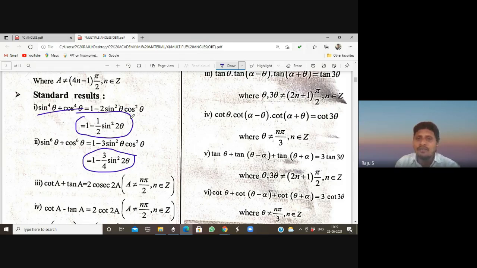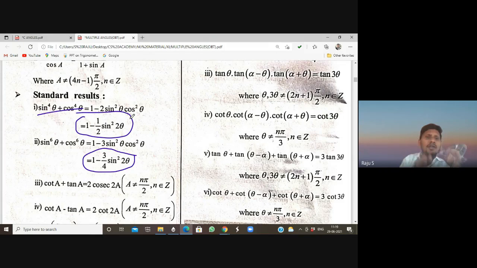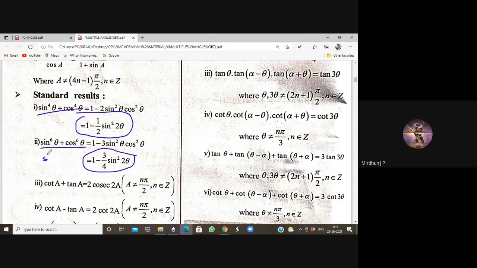Even if you do not remember this 1 minus 1 by 2 sin square 2 theta, you can remember that a square plus b square can be written as a plus b whole square minus 2ab. Like that, the second one also: look here, sin power 6 is there. How can you write it? We can write it in two ways: sin power 2 the whole power 3 theta, or sin power 3 the whole power 2 theta.